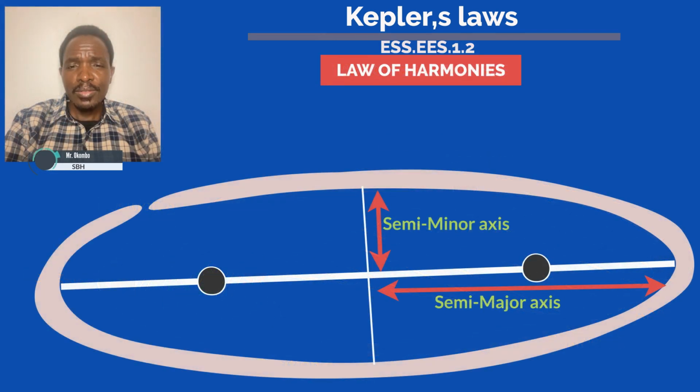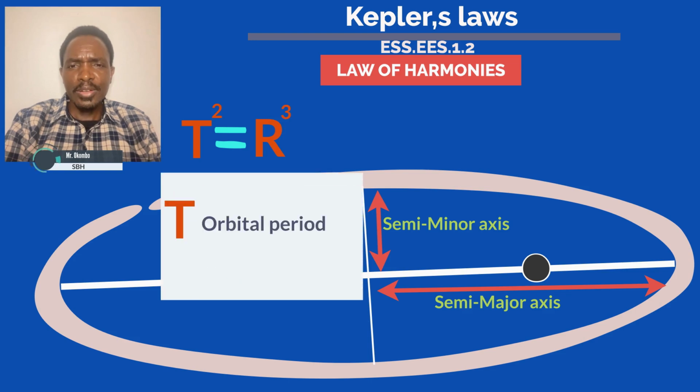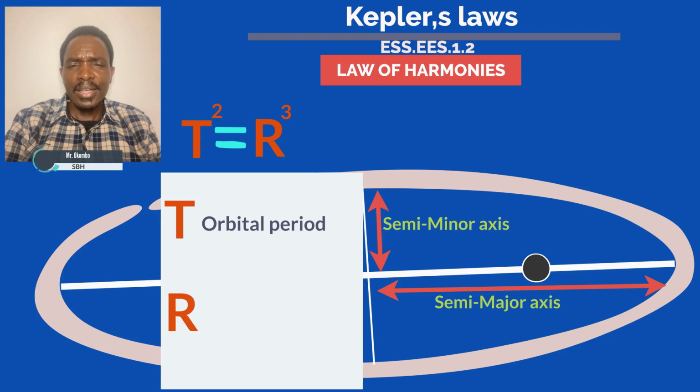Kepler's third law, law of harmonies. The square of a planet's orbital period is directly proportional to the length of its semi-major axis. The simplest way to represent this law mathematically is T squared equals R cubed, where T is the orbital period of the planet and R the length of the semi-major axis of the planet.